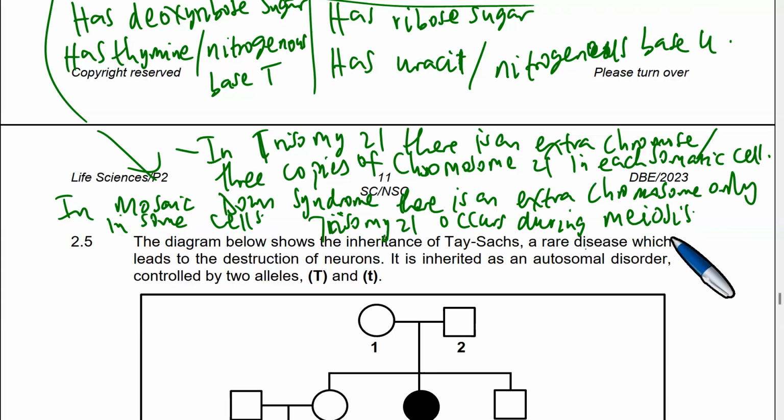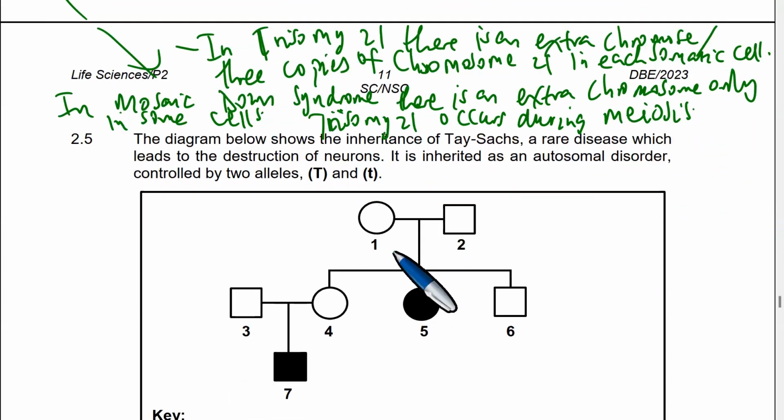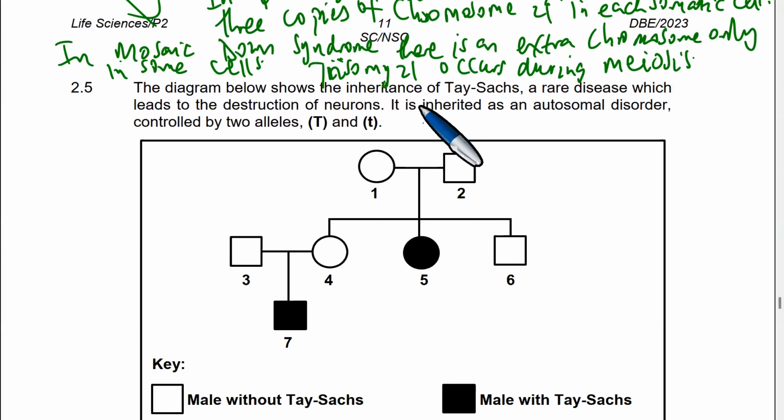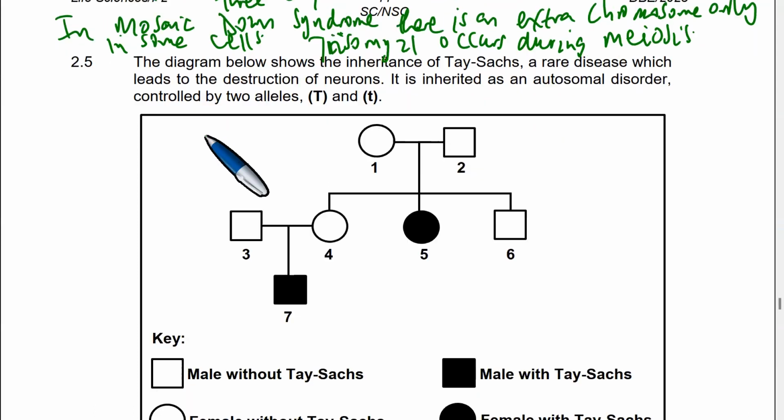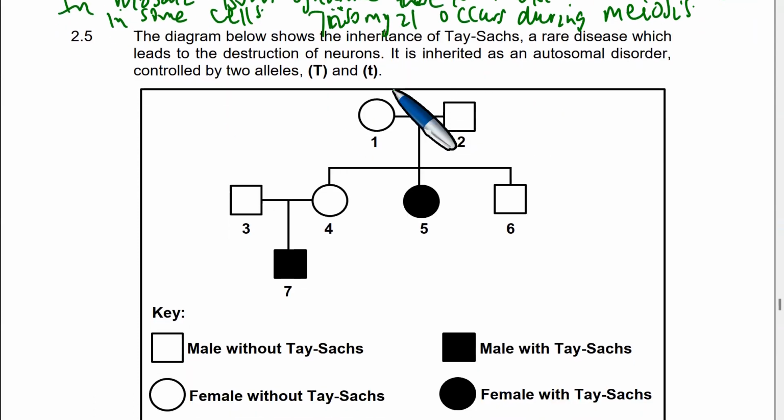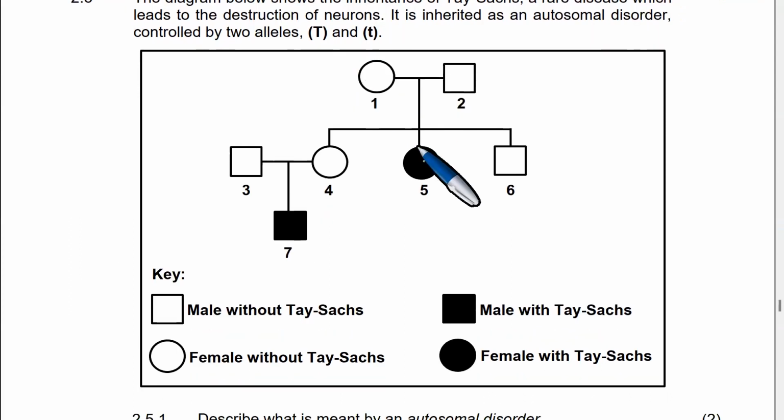Okay. The diagram below shows the inheritance of Tay-Sachs, a rare disease which leads to the destruction of neurons. It is inherited as an autosomal disorder controlled by 2 alleles, capital T and lowercase t.